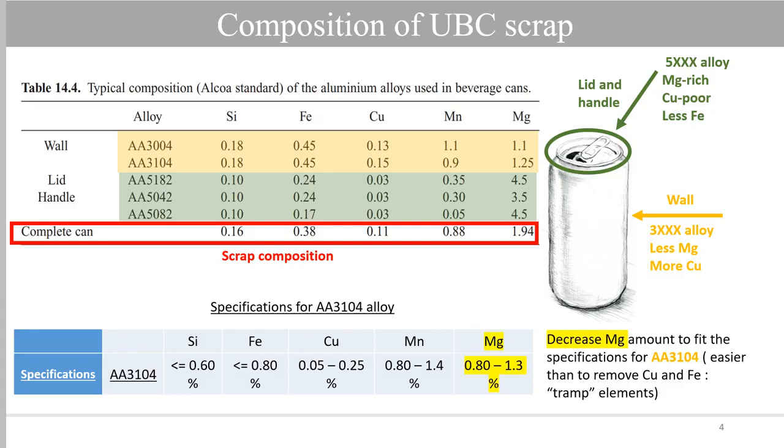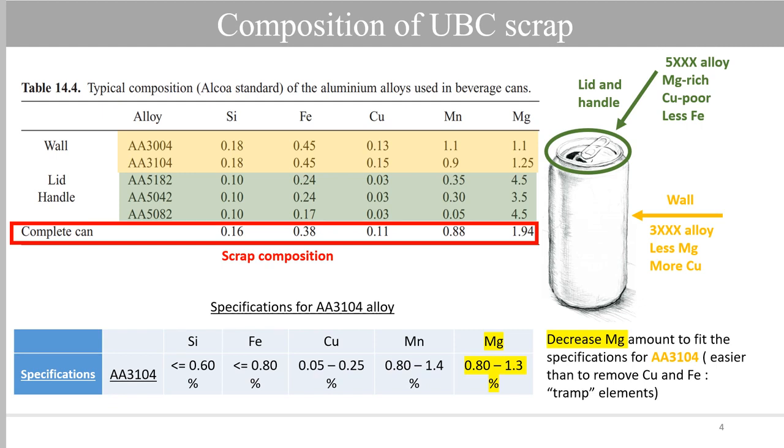So the can is made mostly of 3000 series alloy, of which you can see in orange the composition. And this is, of course, the main material in the can. Some material in the lid and the handle is made of 5000 series alloy. And you can see here the difference between the two is that the 5000 series is very poor in copper and is way richer in magnesium than the 3000 series. What we can see in the red square is the scrap composition, or what we will assume to be the scrap composition, and it is simply the composition of a complete can, considering the proportion of both materials.